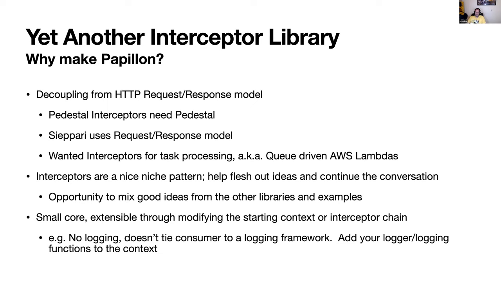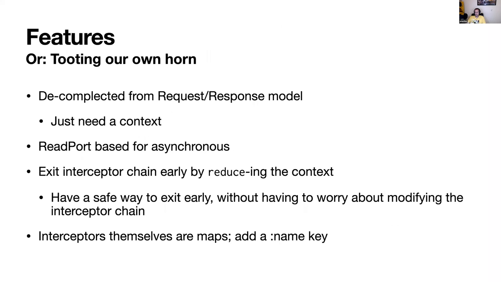And we wanted a small core. With some of these other things, it's like, oh, you're going to get this logging library, you're going to get this stuff. We wanted to treat as much of that stuff as add-on, bolt-on. So you could add your logging functions or your logger to the context. We don't bake in opinions about how this works. So these were the features. We took it away from the direct request-response model. If you're familiar with Clojure, we used core.async, so channels, and there's a bunch of other things there.